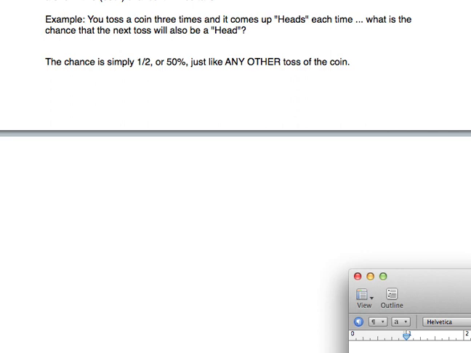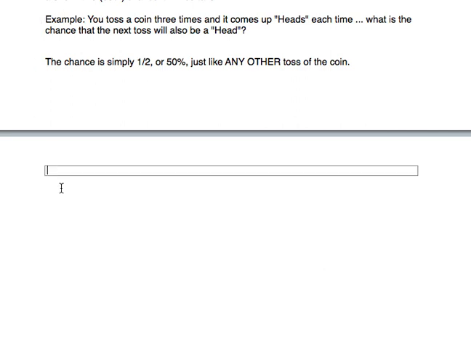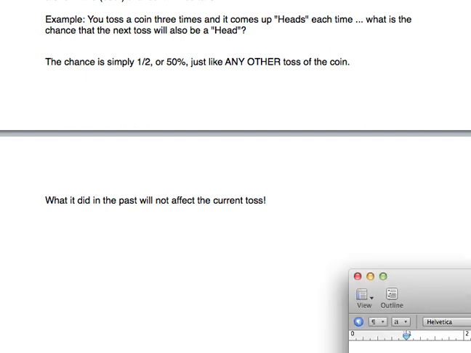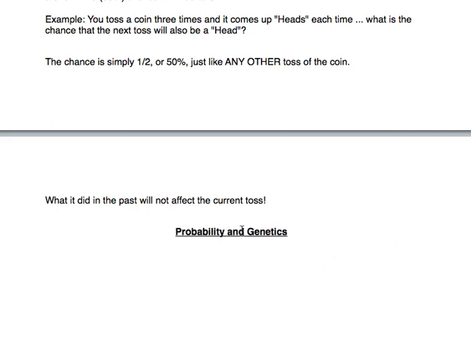What happened in the past will not affect the current toss or the current genetic cross, right? What happened in the past will not have any impact on what's happening currently if they're independent events. So let's talk a little bit more about how probability and genetics come into play.